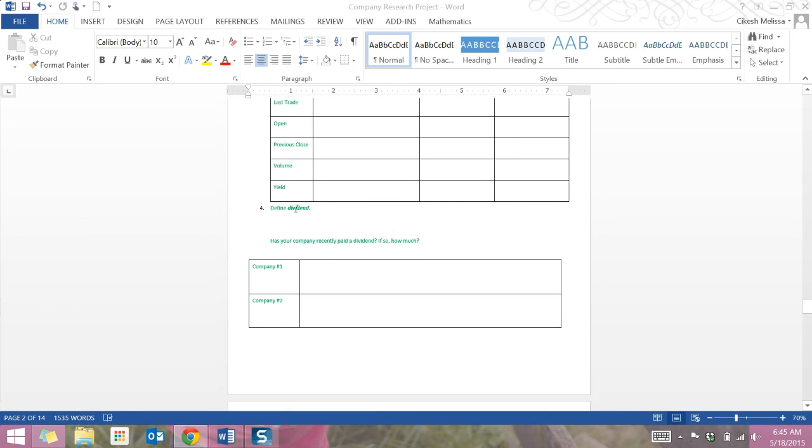Then you're going to tell me the definition of a dividend. And then if your company has paid a dividend, your company may not have, and that's okay. You just need to tell me that. You can't leave the sections blank. So you either need to tell me, yes, they did, and how much and when, or they didn't.